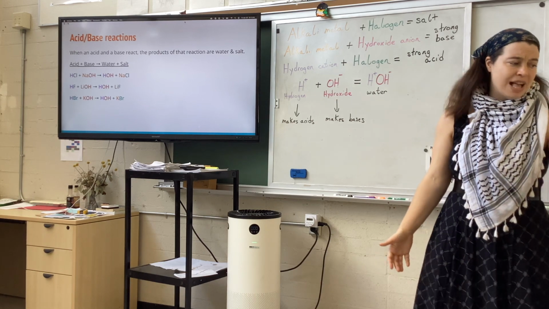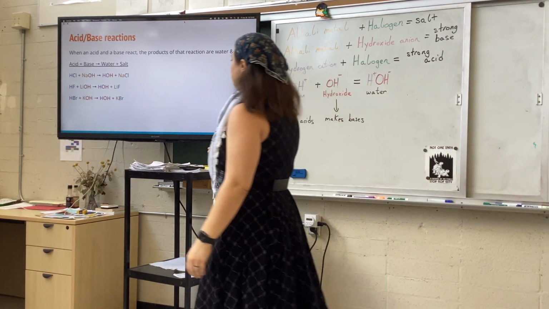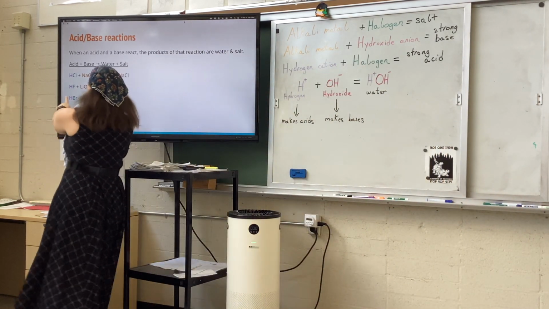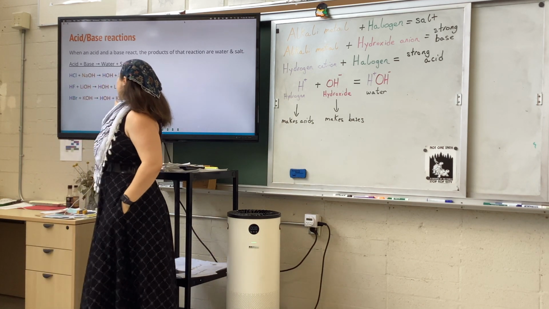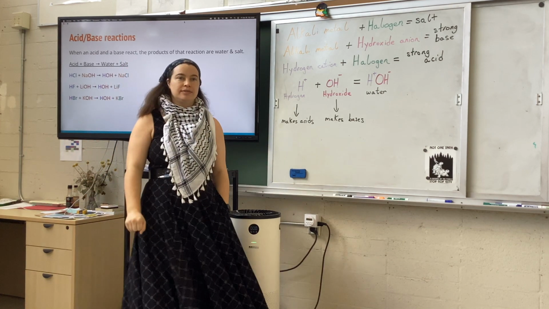Here's another example, hydrobromic acid plus potassium hydroxide. Again, our cations are just swapping places. So we end up with water and potassium bromide is our salt.